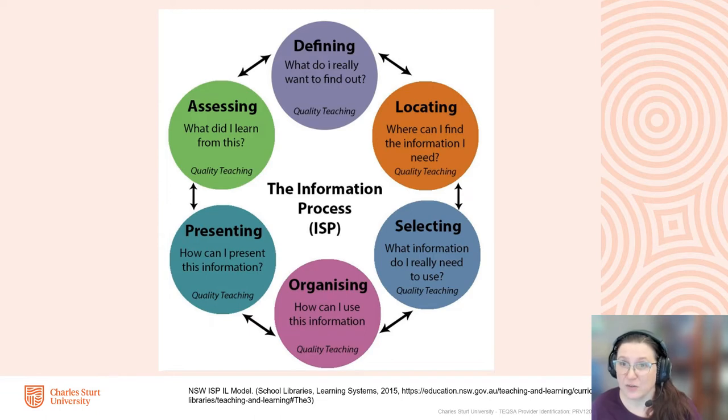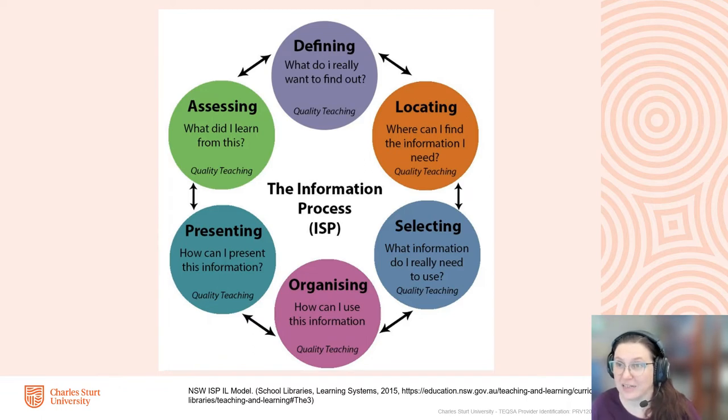Each step, as with all IL models, requires the use of information skills. This model is not linear, that is, students can go back to a stage if they require it. The six stages include defining their purpose, which is what they want to find out and why, locating, which involves sorting through what they already know and what they still need to find out, and locating sources of information.